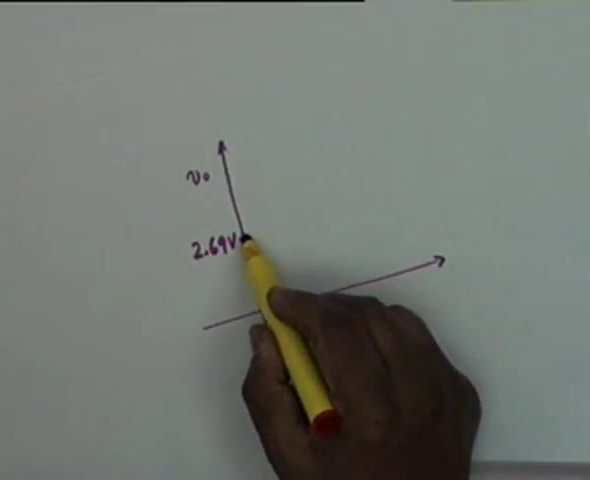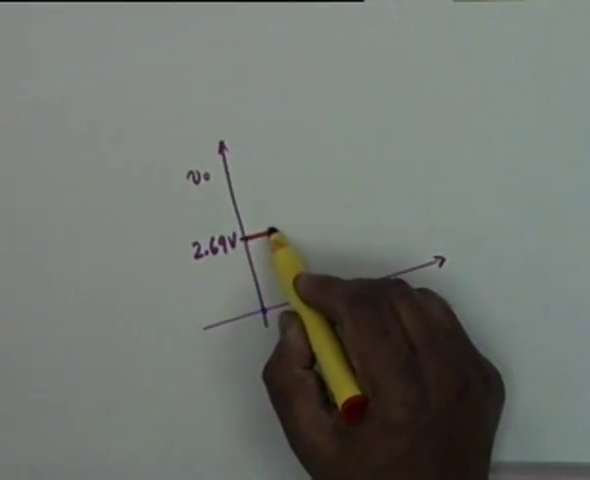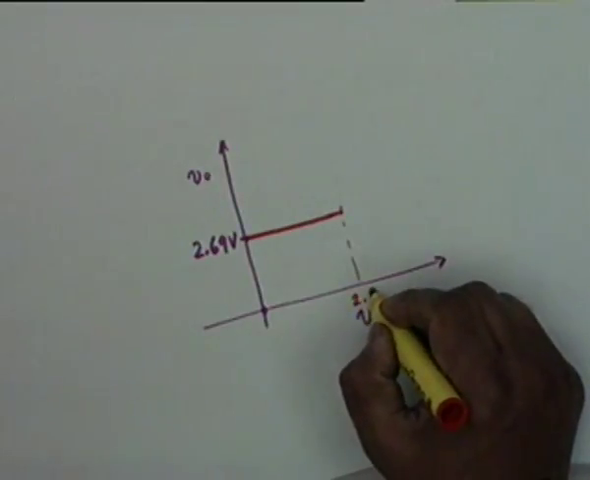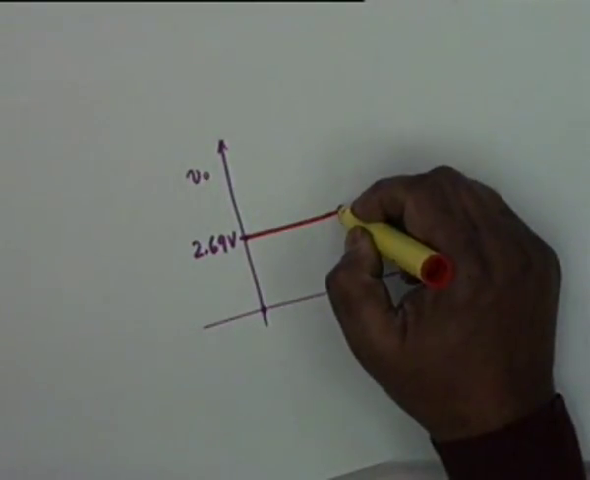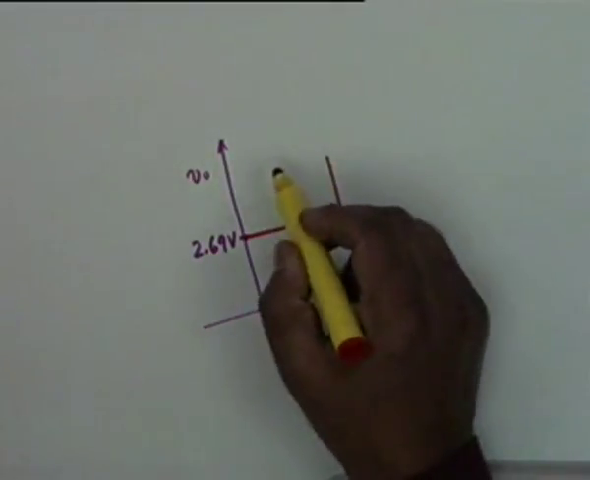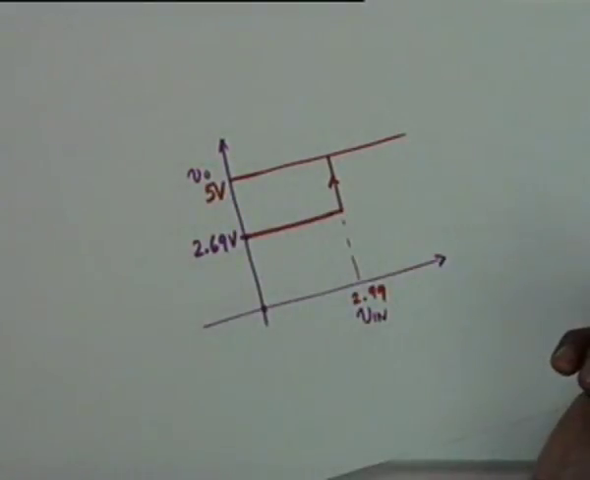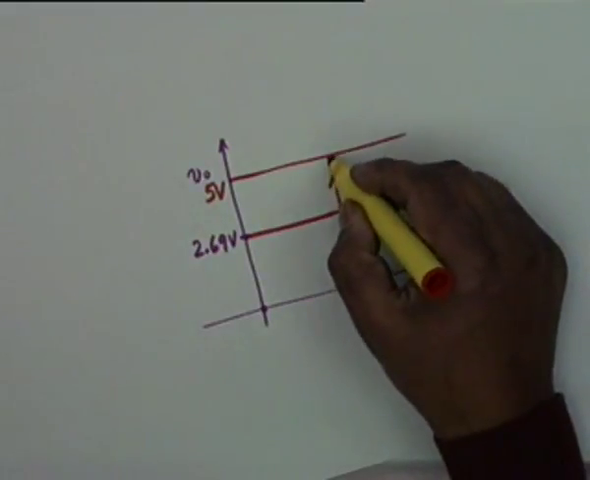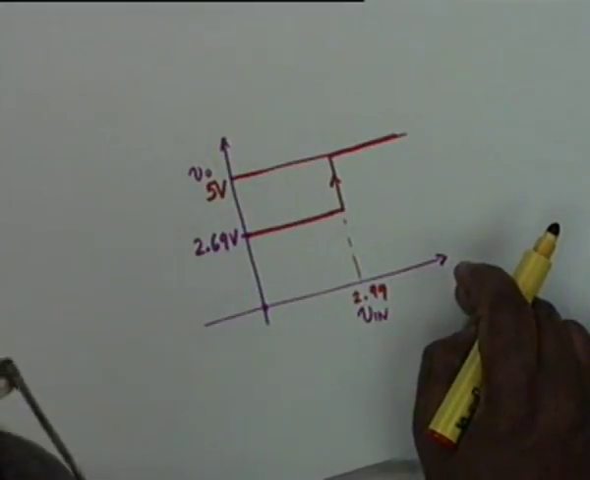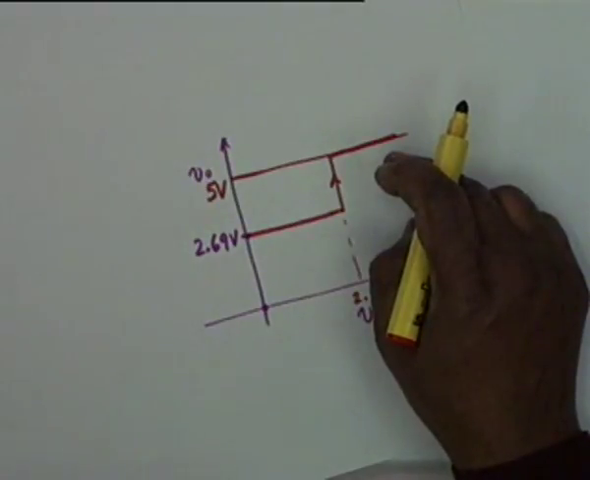2.69, then V in was 0. Part B says if I increase V in to how much? 2.99, then what does V0 become? V0 becomes 5 volts. So it immediately rises and becomes 5 volt. Okay? 5 volt, and it remains 5 volt. If you increase V in beyond this, because Q1 is saturated, there is no change. Alright? The output remains at 5 volt.